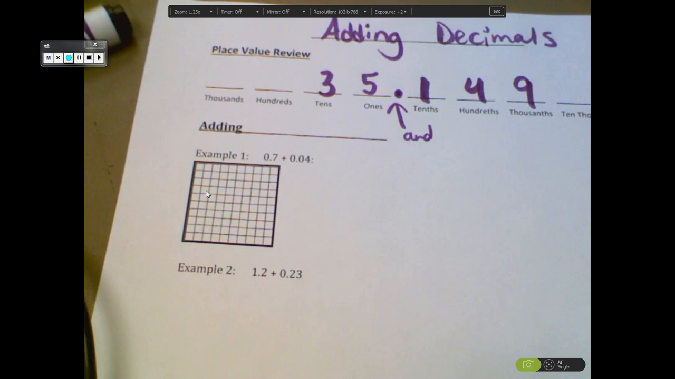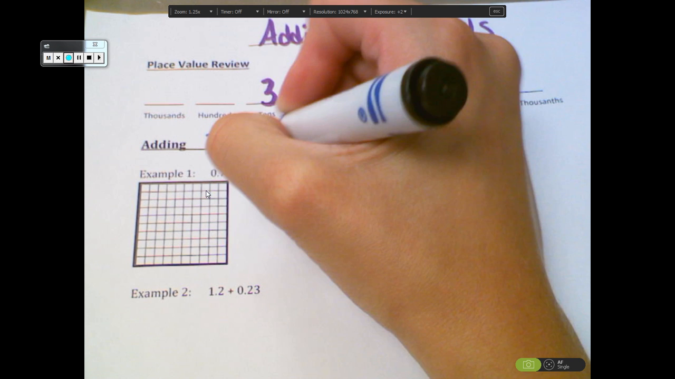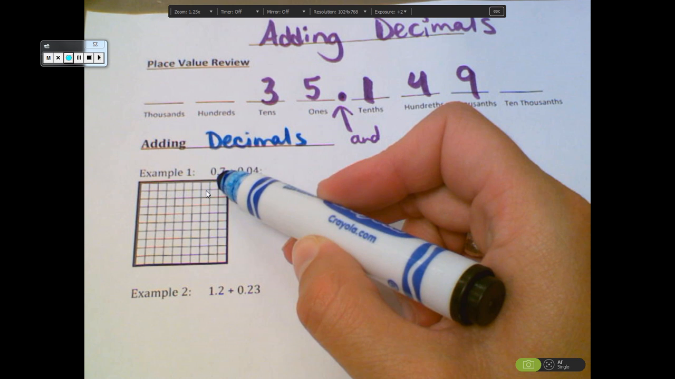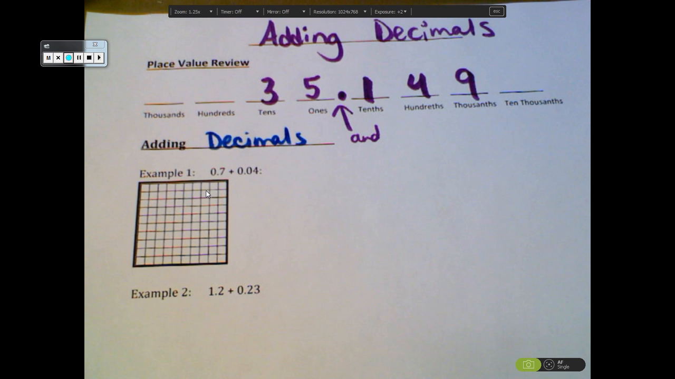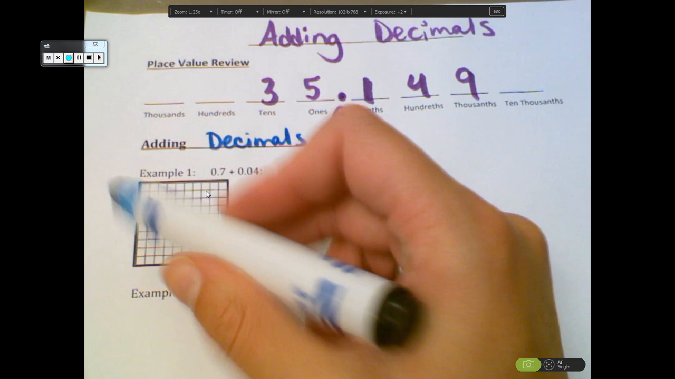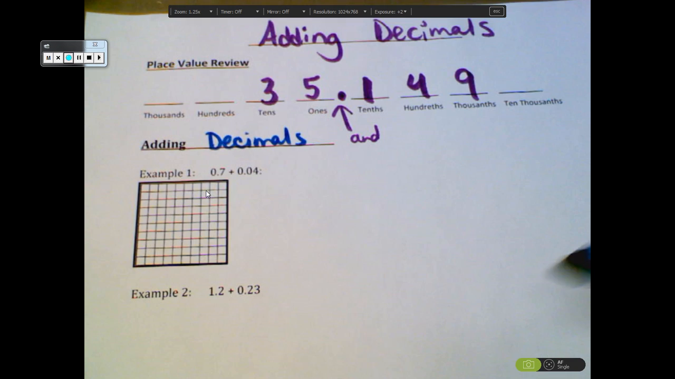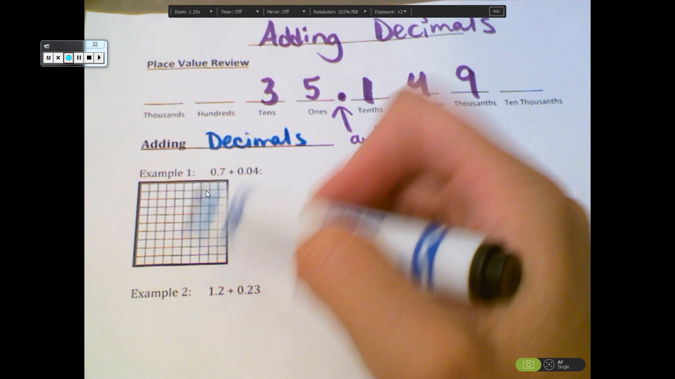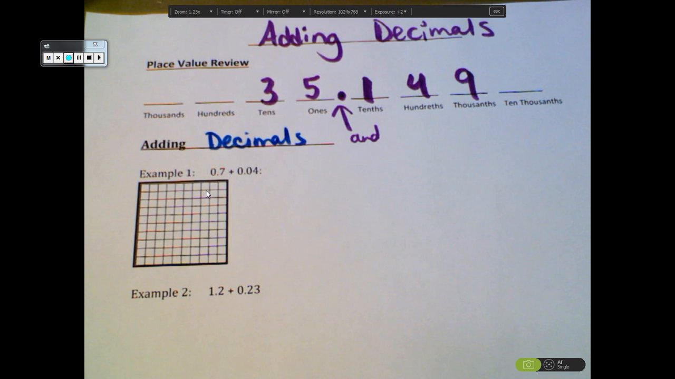Okay, let's move into our main lesson today. Oops, sorry about that. Which is adding decimals. Okay, the question here is 7/10 plus 4/100. Now, this is one whole block. You could think of it as a cake or a pizza, and it's kind of just chunked into 100 little squares. It's chunked into hundredths.